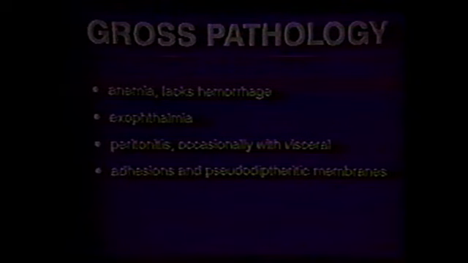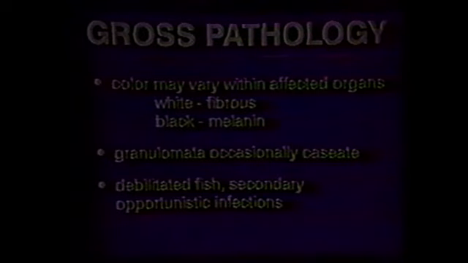Exophthalmia is typically secondary to renal involvement and disruption of normal renal homeostasis. Peritonitis, and it's not unusual to get visceral adhesions or pseudodiphtheritic membranes, as I had mentioned earlier, in the subacute phases of this disease process, subacute progressing onto chronic diseases. The gross presentation can vary in terms of its appearance. They can be white, associated with just fibrous encapsulation, or black, due to melanin deposition.